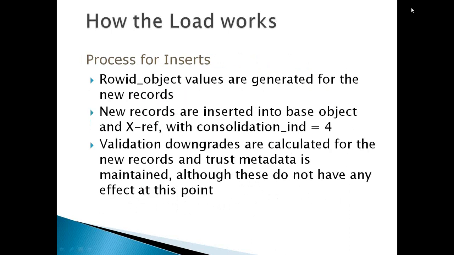And now for the inserts. Once the updates are done, it has to do the insert for the remaining records. As we know, whenever we load data into the base object, there is a ROWID_OBJECT column which gets generated using a sequence number. So ROWID_OBJECT values are generated for the new records. That's the first one. And new records are inserted into the base object and cross-reference with a consolidation indicator value of 4.